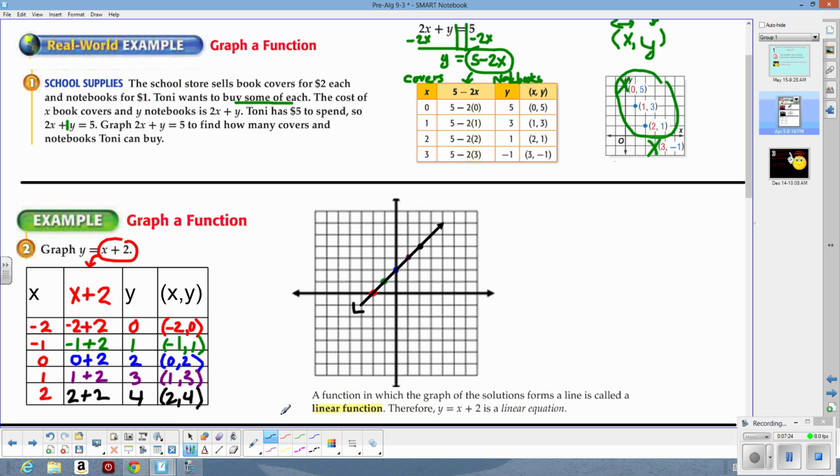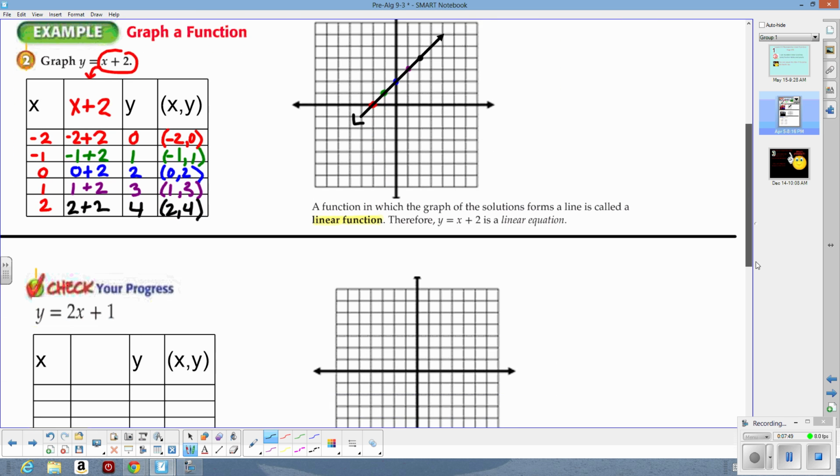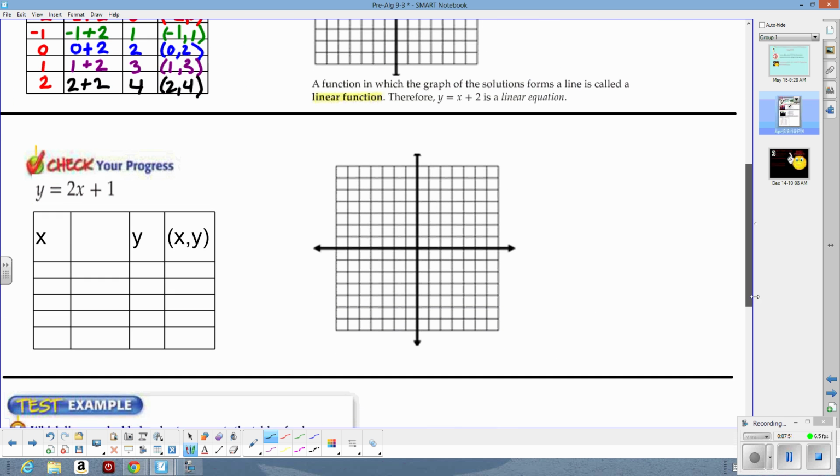So when we connect it, we have a line like this. Technically, you only need 2 points to make a line, but we're going to make our table with more points so that way we can notice if we make a mistake somewhere. When we're all done plotting the points, they should be in a straight line like this. A function in which the graph of the solution forms a line is called a linear function. Therefore, y equals x plus 2 is a linear equation or a linear function. You may want to pause the video and try the next one on your own.